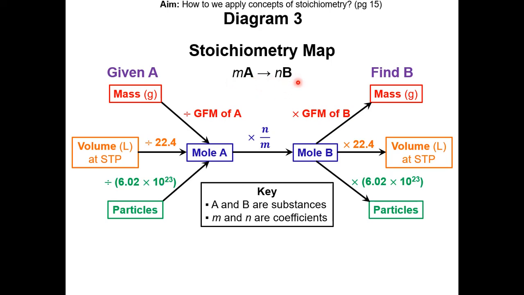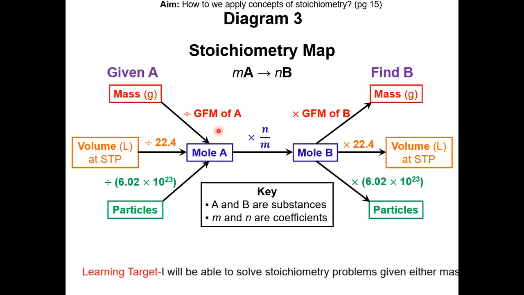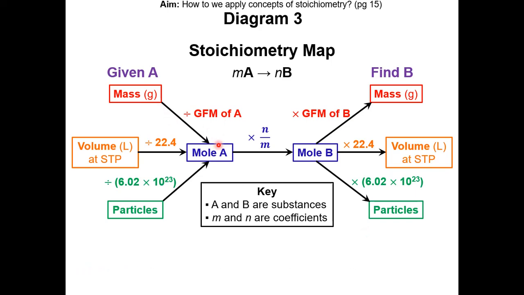In the chemical equation, in the problem, you'll be given quantity A in terms of either mass or volume or particles, and you'll be solving for quantity B in terms of either mass or volume or particles. As long as you follow the calculations in the right order in the diagram, you'll get the answer right all the time. Let me show you how to use it.